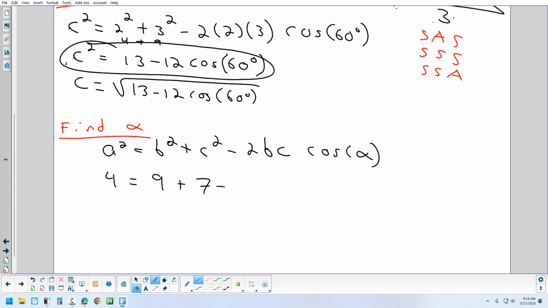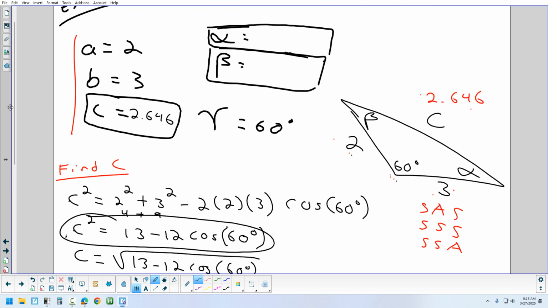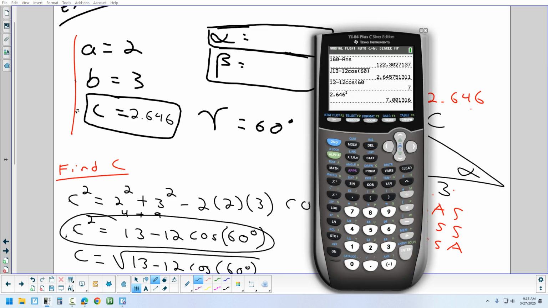Minus 2 times b times c. Well, what's 2 times b? 6. Now I do need to use this, so I am going to have to use 2.646. So 2 times b is 6, and 6 times 2.646 is 2 times b times c. It's 15.876.